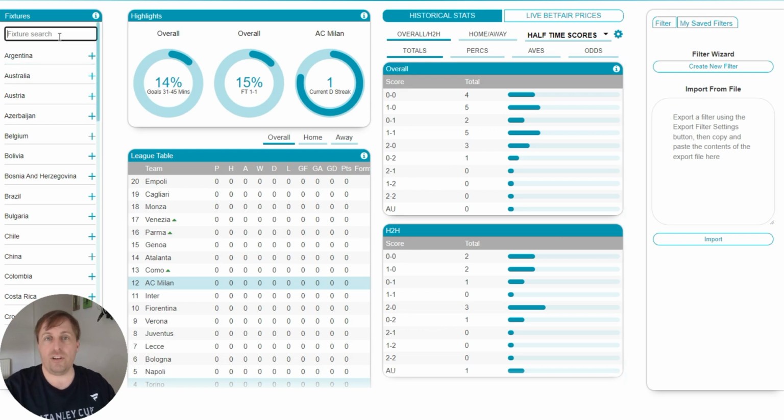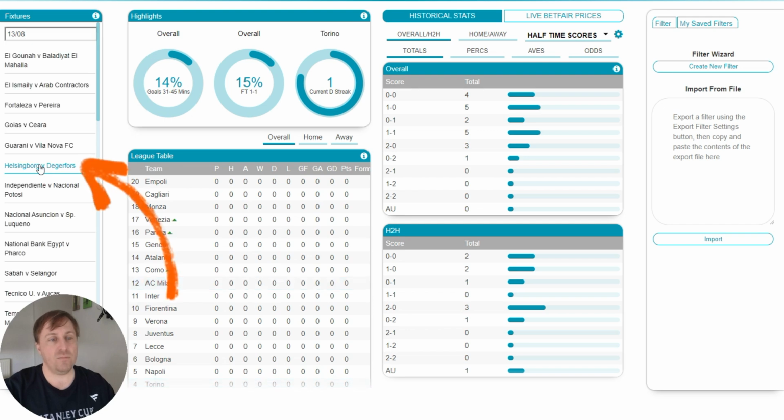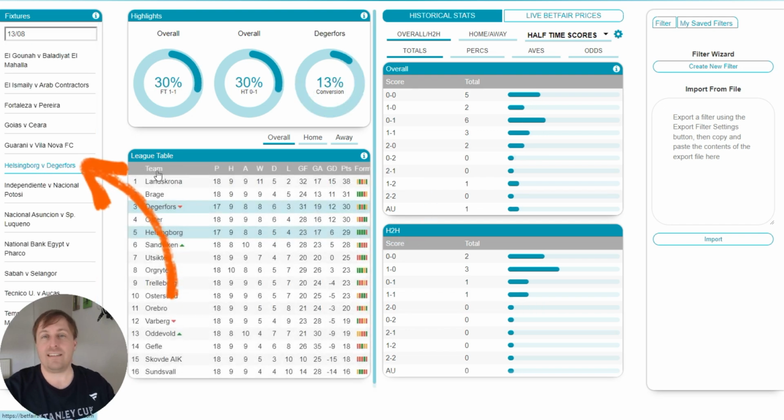So without further ado, let's go to the fixture search. I'm just going to type in today's date, and that will bring up today's games. And the game I'm going to look at in particular here is Helsingborg versus Degerfors. I did actually use this game in a prior video as well, but I found what could be a potential opportunity for under 3.5 goals.